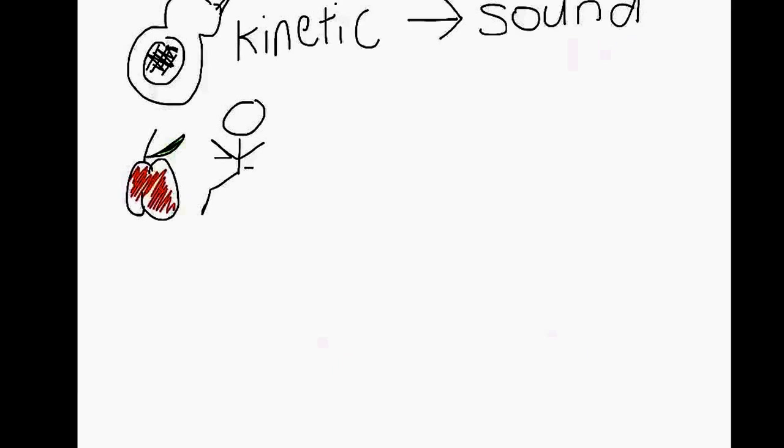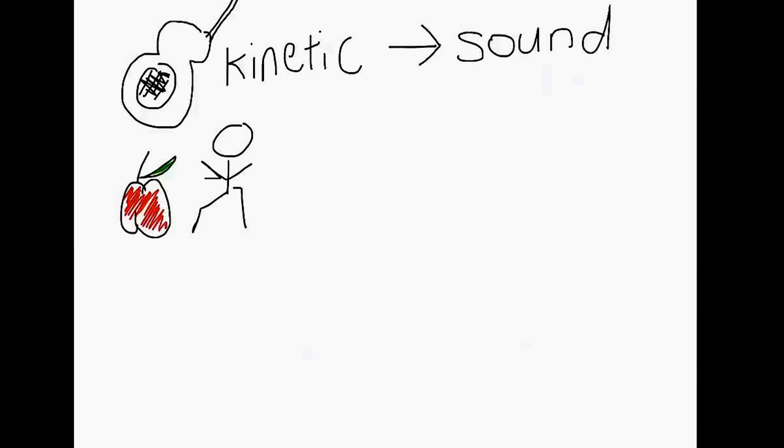Okay, so we're going to eat an apple, and we're going to use the energy from the apple to do some cross-country running. Okay, so this is my person running. The apple has chemical energy, and if this person is running, they will have kinetic energy.